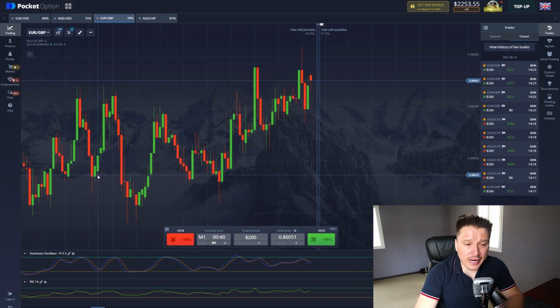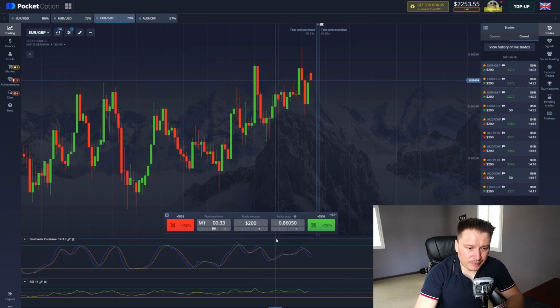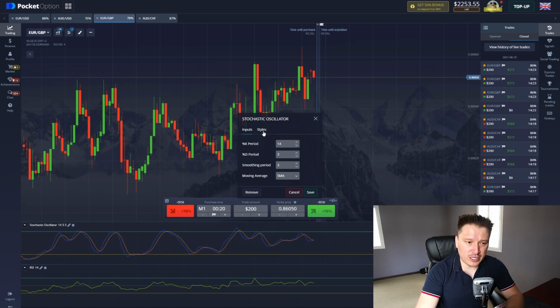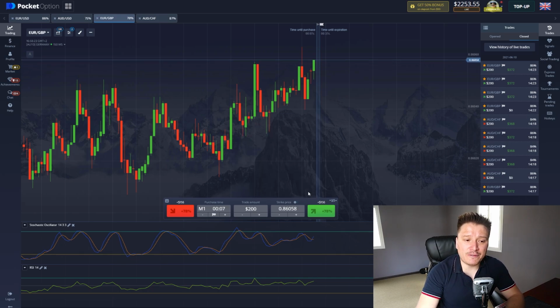And then we're going to add a couple of indicators. The first one is the stochastic oscillator that you can see right here. Let's go through the settings. It's by default on the period of 14, 3 and 3, and the SMA as a moving average. The styles really don't make any difference. These are the most important part: 80 is the overbought level and 20 is the oversold level. So you have to leave it as default. Then you save it and you're good to go.